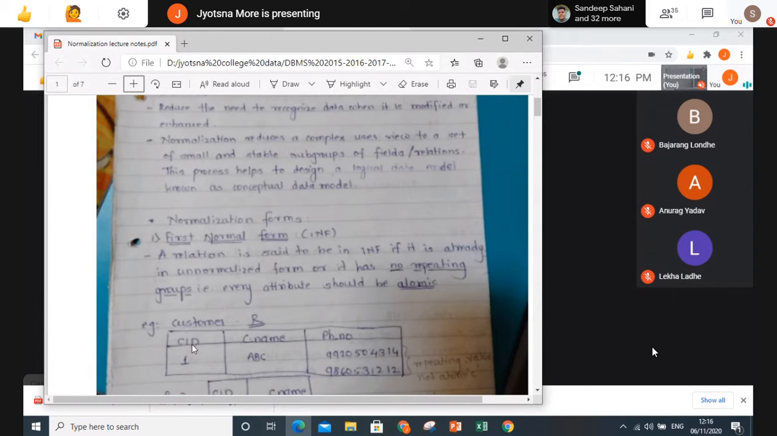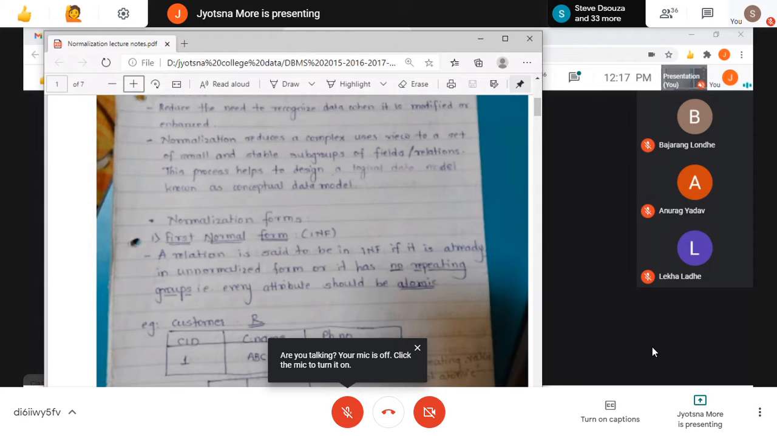So I am having customer ID as 1, customer name as ABC, and phone numbers, and so on. What happened here? Phone number is having more than one value, whereas for those values, I am having only one name and one ID. So here it is not matching, right? So I am having this as a repeating group. So this customer relation is not in 1NF as it contains a repeating group, right?